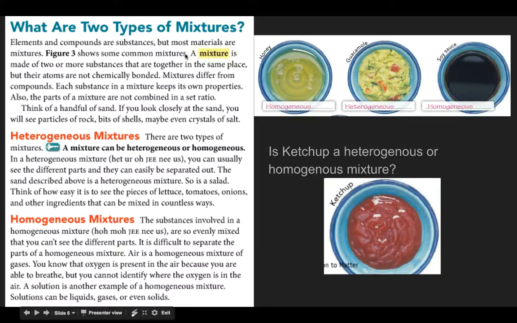Next, what are two types of mixtures? Elements and compounds are substances. Most materials are mixtures. Figure 3 shows some common mixtures. A mixture is made up of two or more substances that are together in the same place, but their atoms are not chemically bonded. Mixtures differ from compounds. Each substance in a mixture keeps its own properties. Also, the parts of a mixture are not combined in a set ratio.